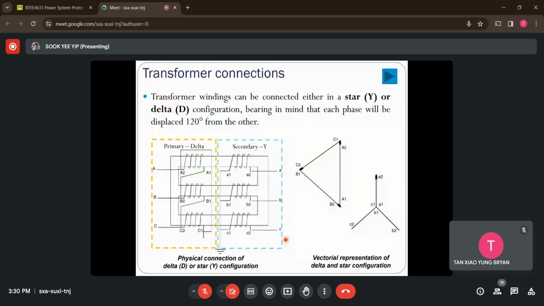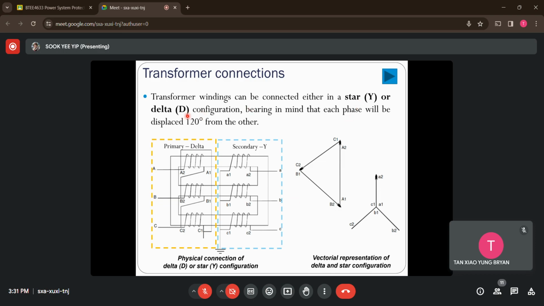All right, so this time we'll look into the transformer winding connections. Seeing as we are talking about the three-phase winding, there are actually different ways for us, only two ways I should say, to connect the three-phase winding. It could be either in Y connections or delta connections.